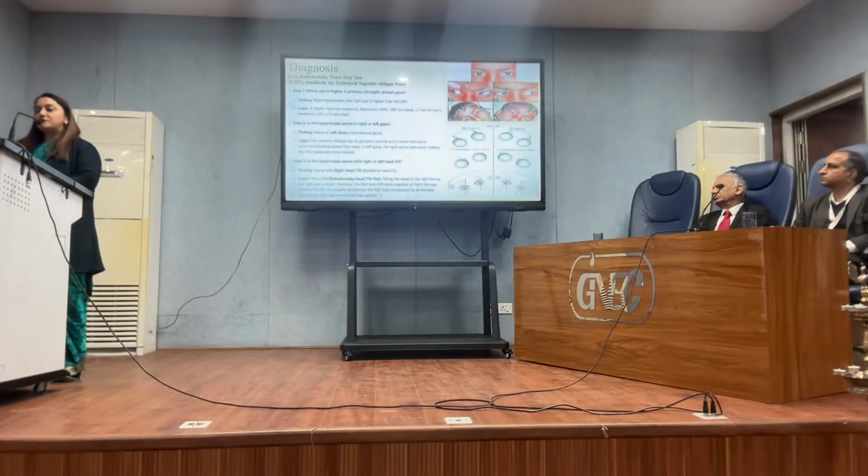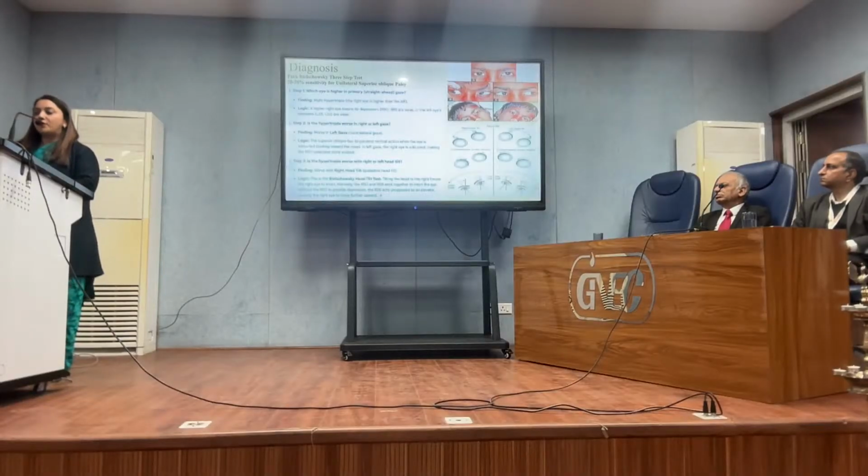Now, about the Parks-Bielschowsky 3-step test, it is said to be about 70 to 75% sensitive for a unilateral superior oblique palsy. The first step: we need to look for which eye is higher in the primary position in the straight gaze. Step 2 is about looking for the hypertropia in the right gaze or the left gaze and noting down in which gaze the hypertropia is becoming worse. And the third step, also known as the Bielschowsky head tilt test, tells us whether the hypertropia is worse on the right head tilt or the left head tilt.